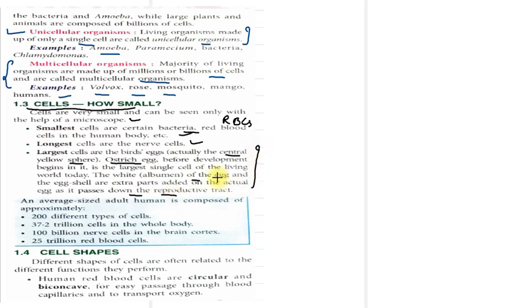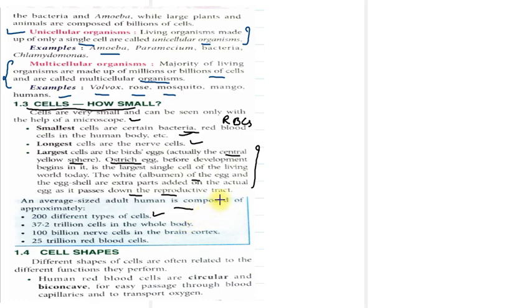Only the central yellow sphere is the largest, but the white albumin and the eggshell are extra parts added on to the actual egg, right? On an average, an adult human is composed of approximately 200 different types of cells, right? Keep it in mind.